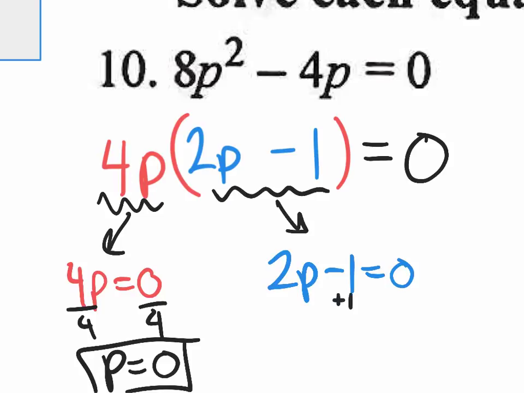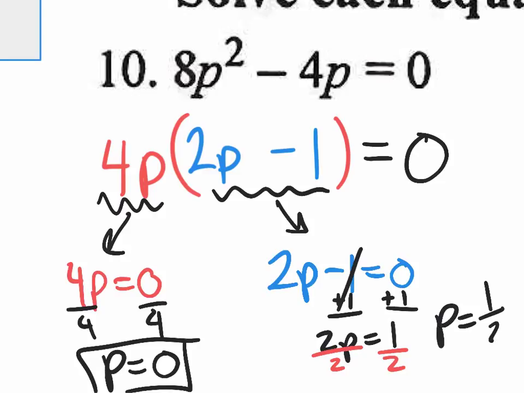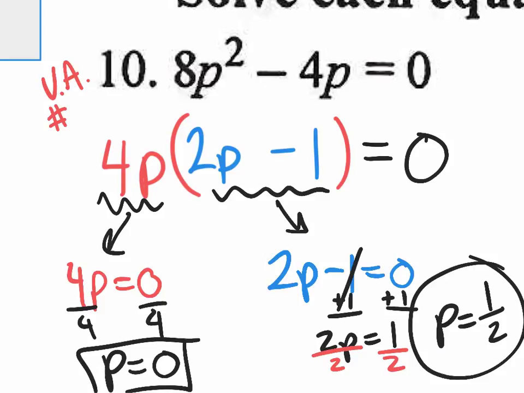The other one, plus 1, 2p equals 1. Finally, we divide by 2, divide by 2. 1 divided by 2 is exactly that. P equals 1 divided by 2, in other words, 1/2. So those are the two answers you needed for number 10 on version B. Was this version A also, number 10? Version A. Let's move on to number 11.